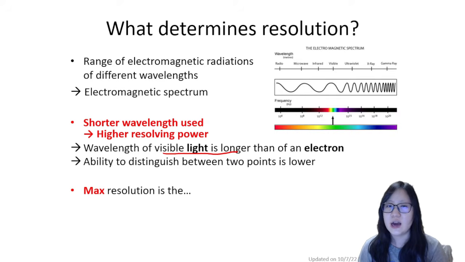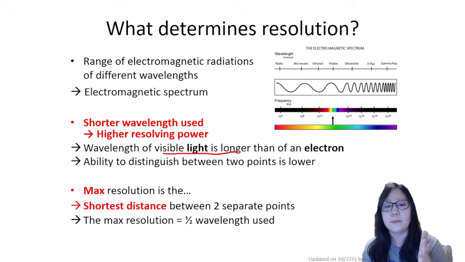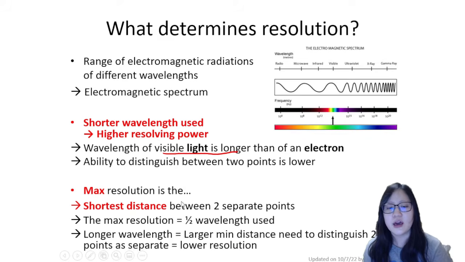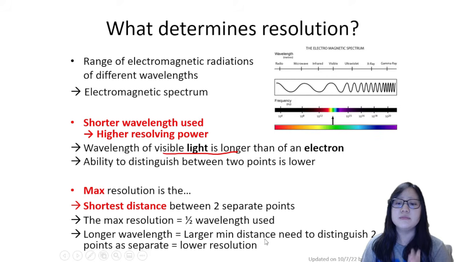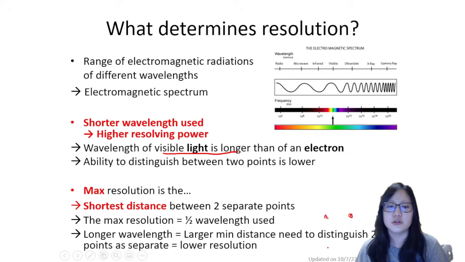As we said just now, the units are in nanometers, right? The max resolution, by the way, is the shortest distance between 2 separate points. And the max resolution is half the wavelength used. Okay, so the longer the wavelength, aka visible light, longer wavelength, means larger minimum distance. 2 points need to be further apart to be viewed as separate. Therefore, this is deemed as a lower resolution overall.